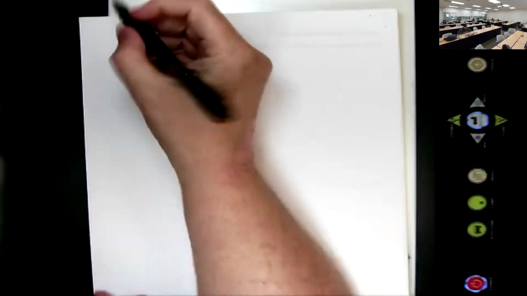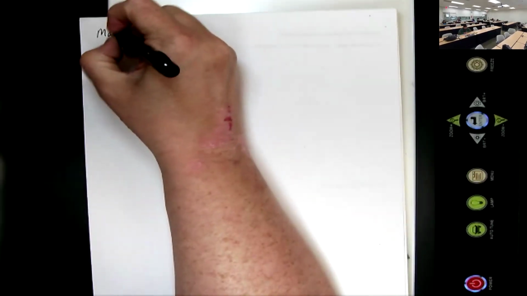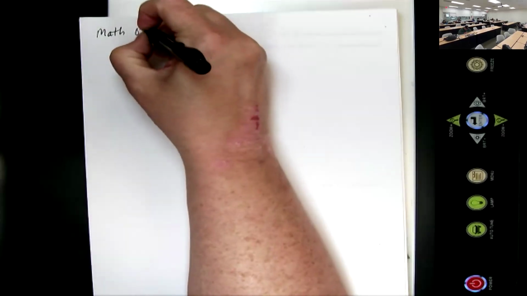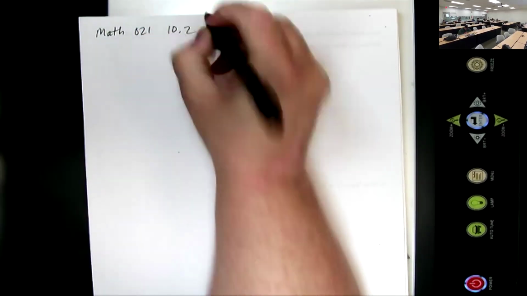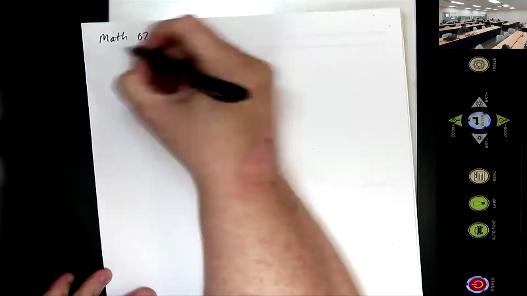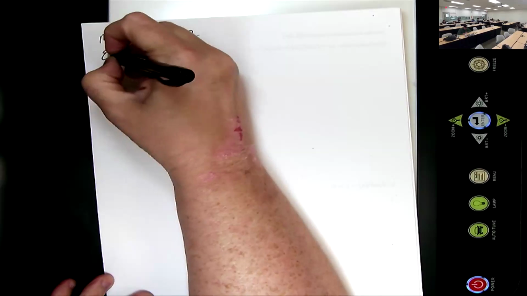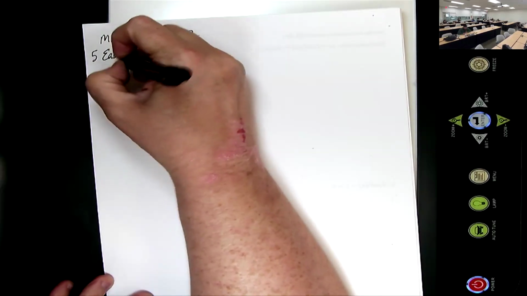All right, welcome back. We're getting ready to start our first hypothesis test today. We went over the basics of hypothesis testing last class. As a quick reminder, the 5 easy steps of hypothesis testing.